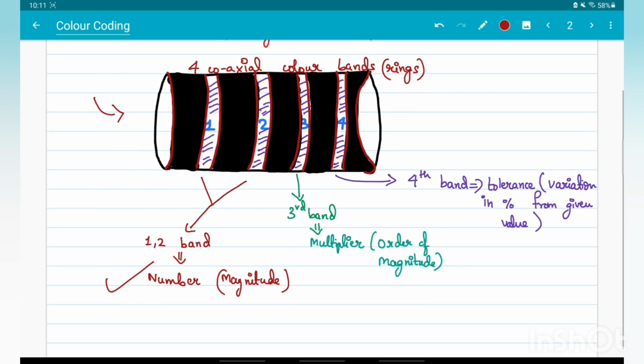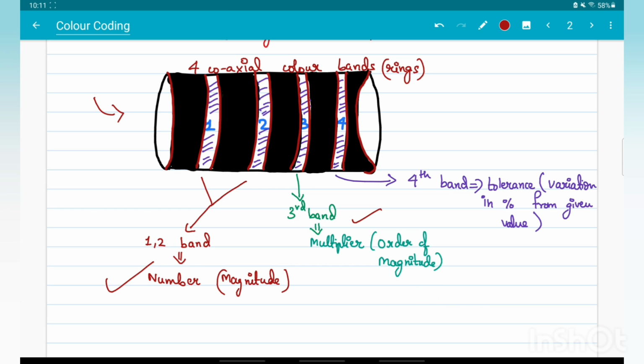Now first we'll see how to write it. For the first two color bands, whichever color it is, we have to take that particular color's number, and it will give us the magnitude. From the third band we will get to know about the multiplier, or the order of the magnitude. This will be in the form of 10 to the power 1 or 10 to the power 2 or 10 to the power 3. For different colors you will have different values, which we will be seeing now.